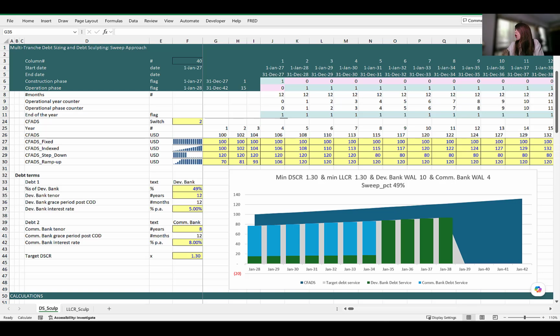So we assume that we have already built a model, you have your CFADS, your cash flow available for debt service, which you calculated already period by period. Now, we need to answer 3 questions. First of all, what is the maximum total debt this cash flow can support? And second of all, how much of that goes to the Development Bank versus the commercial bank? And third question, how does each bank's principal get sculpted over time?